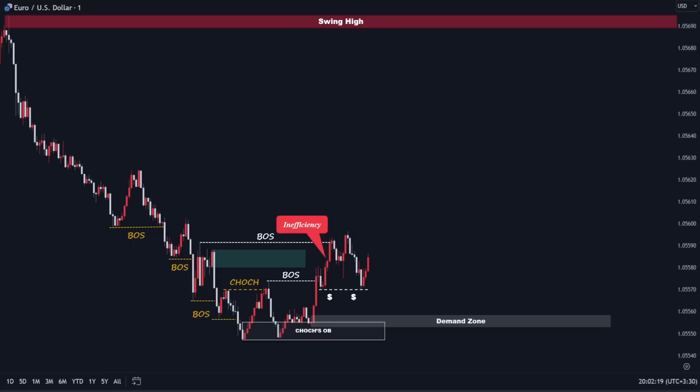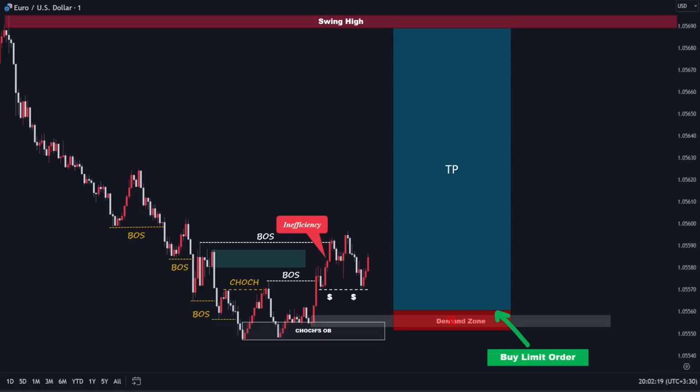Now that all criteria have been met, we can go ahead and place a buy limit order at our identified point of interest, with the stop loss a few pips below our zone, and also with half the size of the order that I executed earlier from the change of character's demand zone, and for the take profit, I am going to target the swing high. Now that we have placed our buy limit order, let's see how the market reacts and see if our trade setup plays out successfully.